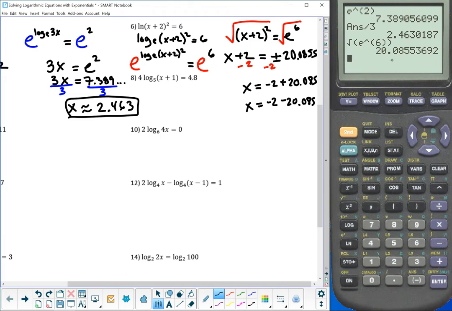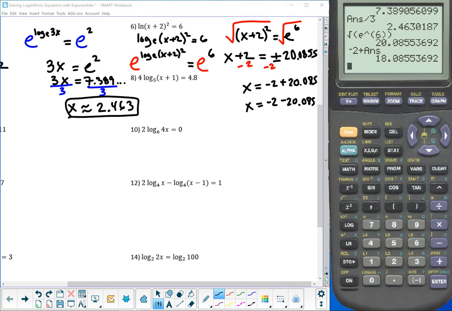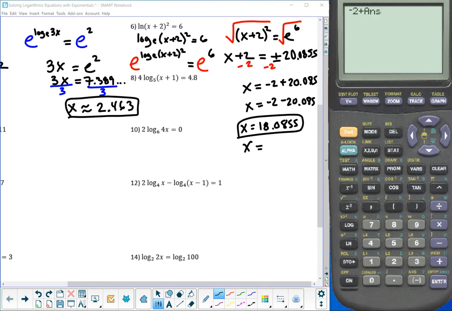You can do it on here. You have 20.0855, and you can add negative 2 to it. So I'm going to go negative 2 plus that answer, and that's 18.0855. So one of my answers is 18.0855. My other answer, I'm going to pull up the square root of e to the 6th power, that's 20.0855, and then negative 2 minus that answer gives me negative 22.0855.